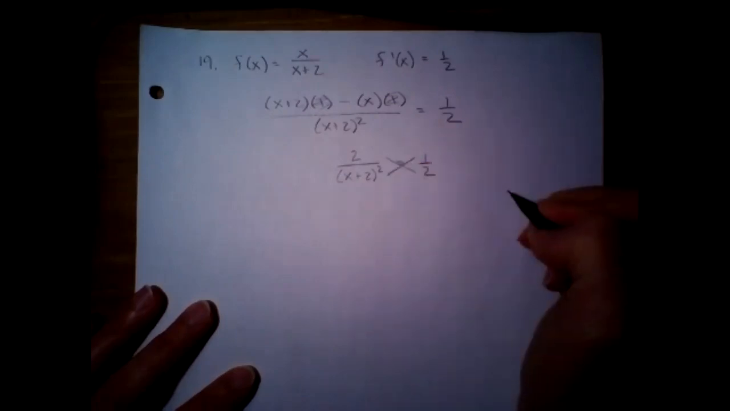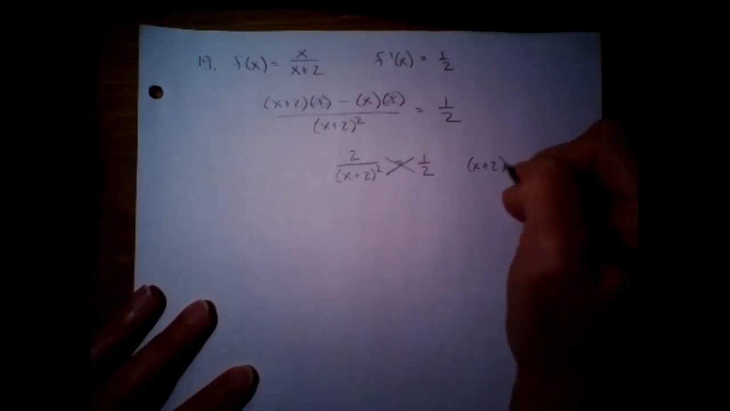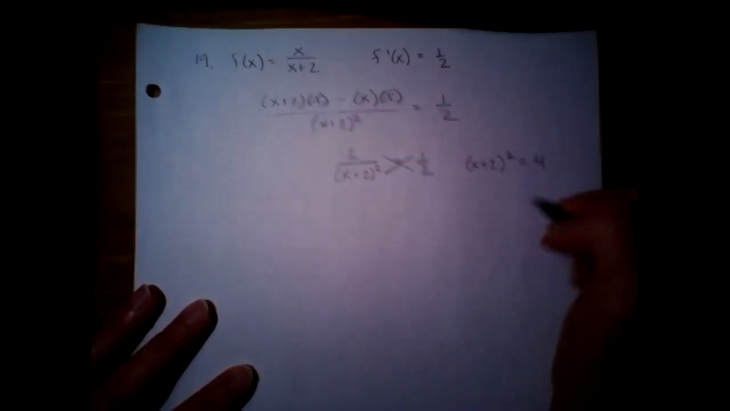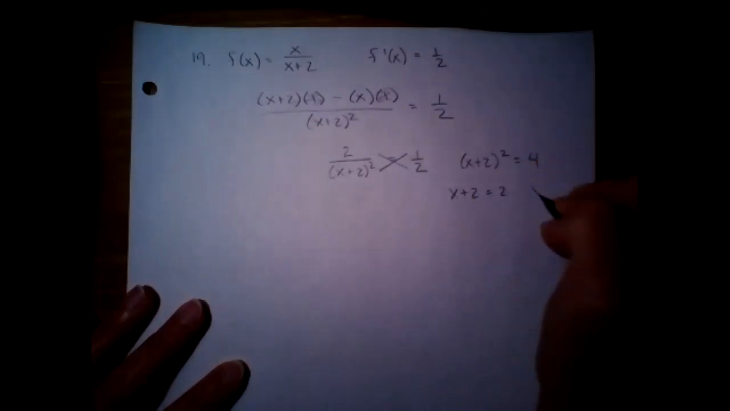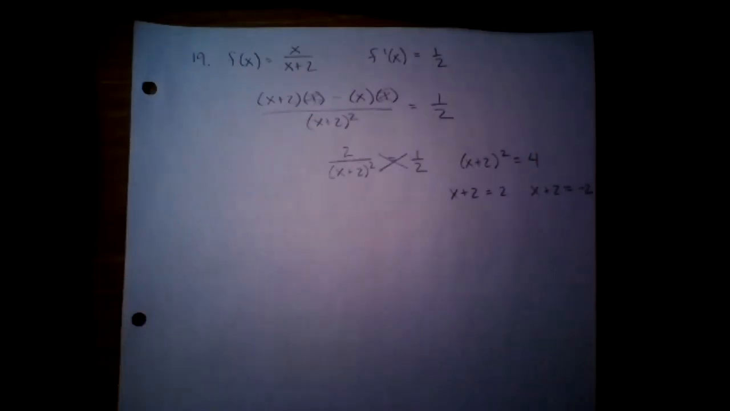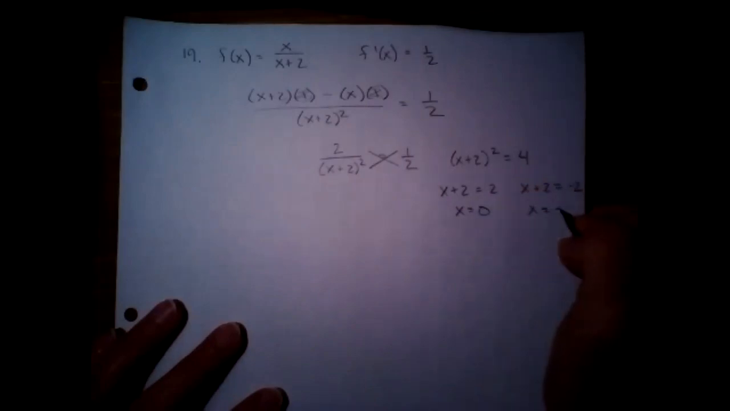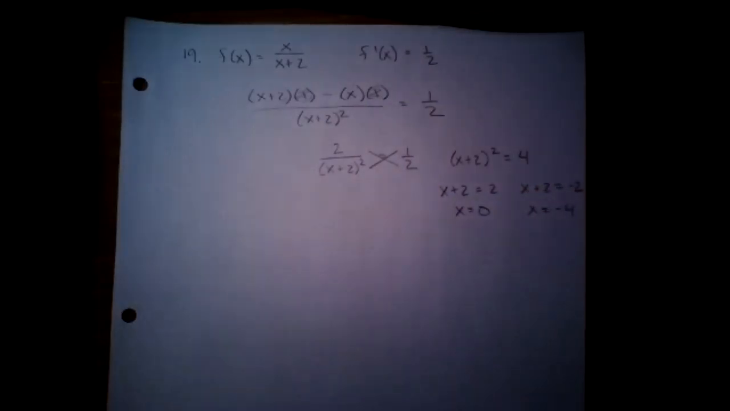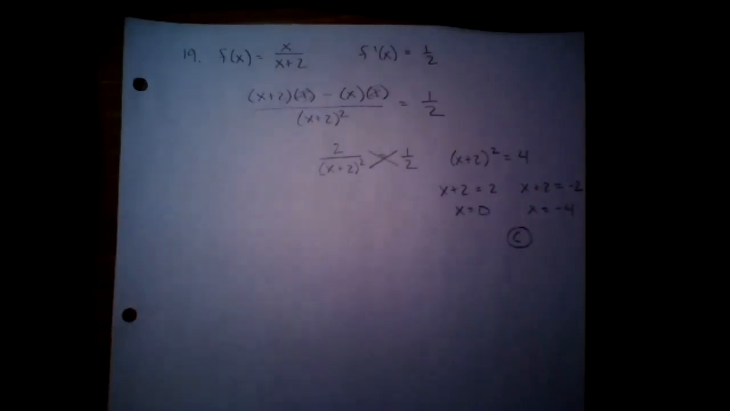And then we're going to cross multiply. So that's going to give us x plus 2 squared equals 4. And when we square root, we're going to get positive 2 and negative 2. And then subtracting the 2, we're going to get that x is 0 and x is negative 4. And you can plug those back into the original function if you want, but I think we're probably going to be able to pick the answer choice just based on that. Yeah, it's going to be C, 0, 0, and negative 4, 2. So the one where x came out to 0 and negative 4.